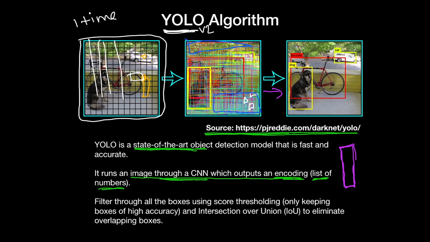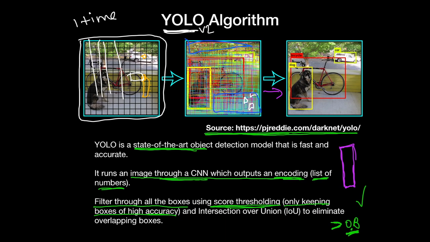Well, that's where we come down to this last major step, which is we filter through all the boxes using a score threshold, right? We'll get to that in a second. And we only keep the boxes of high accuracy, so those that pass the score threshold. So say our score threshold was 0.8. If the accuracy is higher than 0.8, we're going to keep that box. All right, so that's an example. Now 0.8 is just an arbitrary number. It will vary depending on what parameter you want to use for your YOLO algorithm.